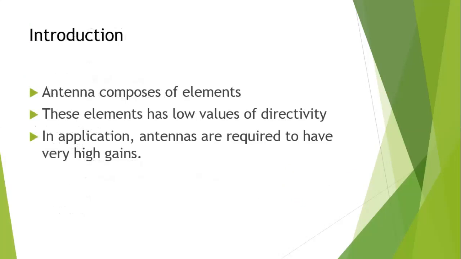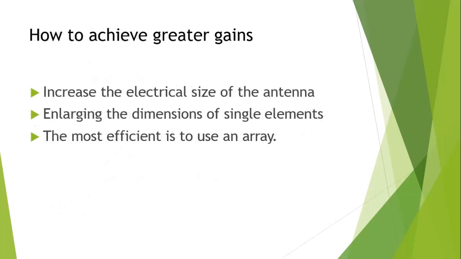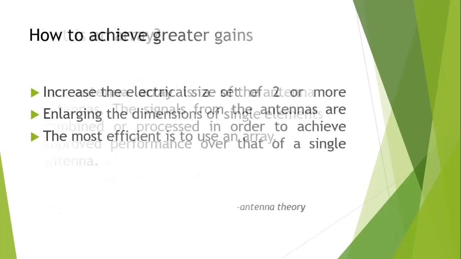Introduction. An antenna is composed of elements. These elements have low values of directivity. In applications, antennas are required to have very high gains. How to achieve greater gains? Increase the electrical size of the antenna, enlarging the dimensions of single elements. The most efficient way is to use an array.